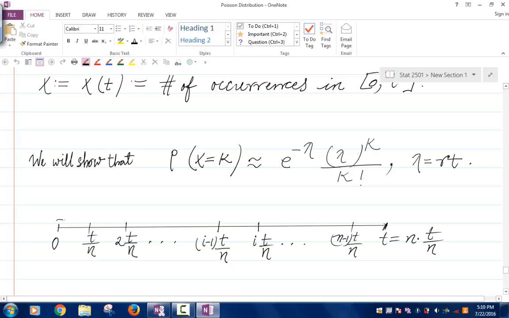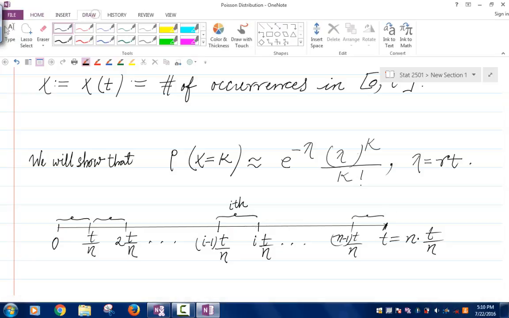The interval from 0 to t over n, that's the first subinterval. Then I have the second subinterval, this is the ith subinterval, and the last one from here to here, that's the nth subinterval.